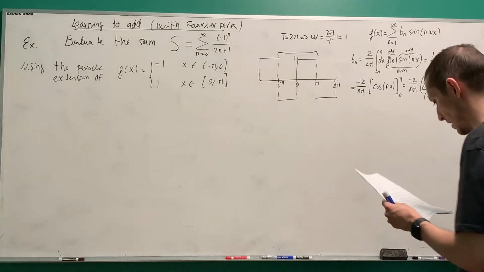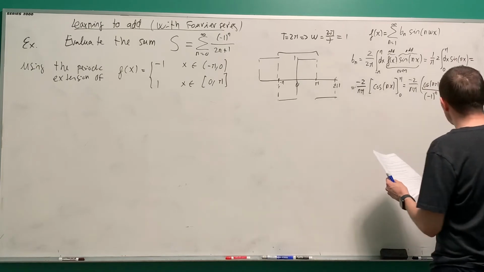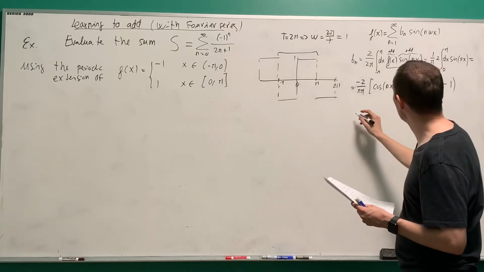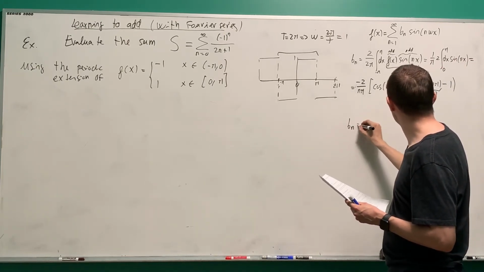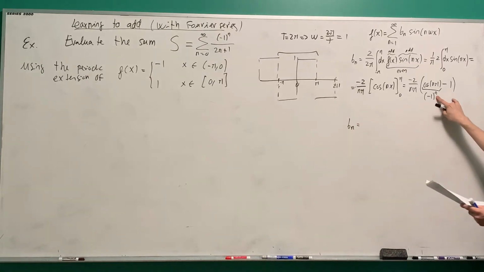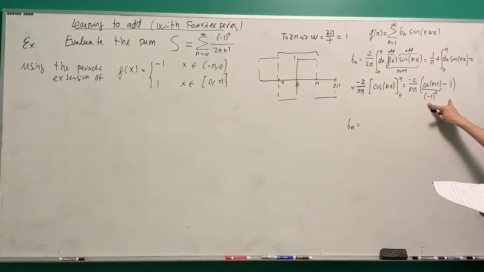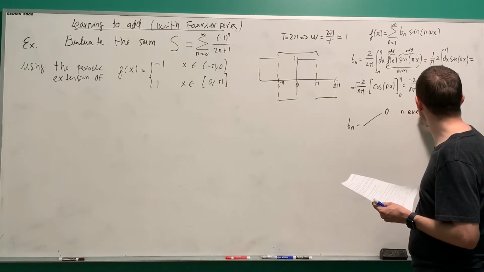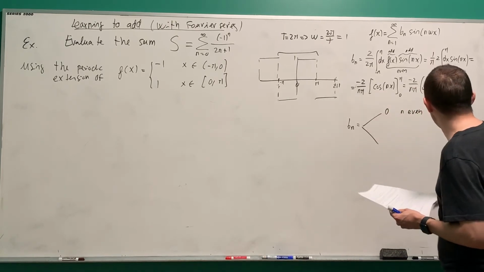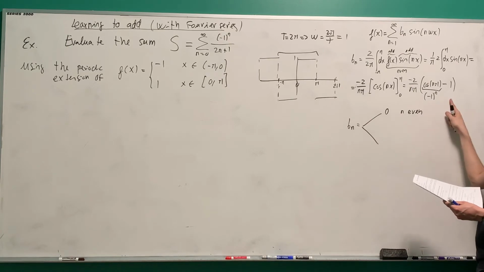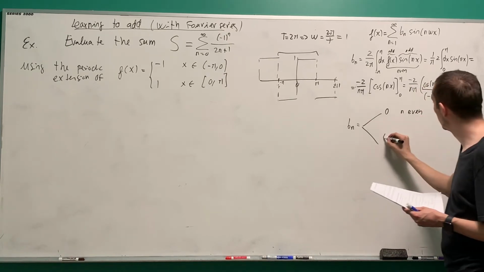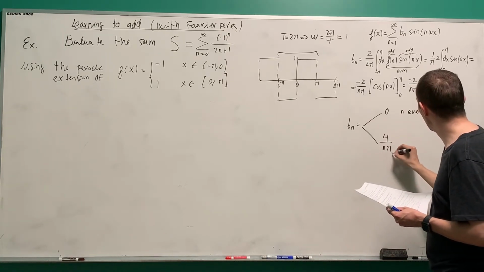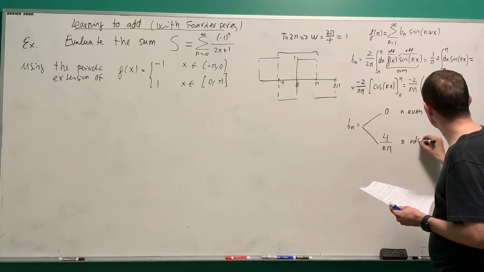Okay, so we get that bn, let's just write it here, bn is equal to... Let's see. When n is even, it's 1 minus 1, which is 0. And when n is odd, then it's minus 1 minus 1, which is minus 2, times minus 2, 4. So 4 over n pi, for n odd.